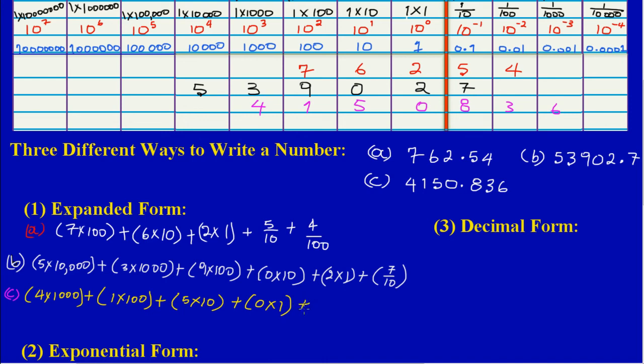Now as I go across my decimal point, I have an 8 in my tenths column, so I would have 8 over 10, and that is being added to 3 over 100, because that's in my hundredths column, plus I would have a 6 over 1000. So that's basically how you write a number in expanded form.